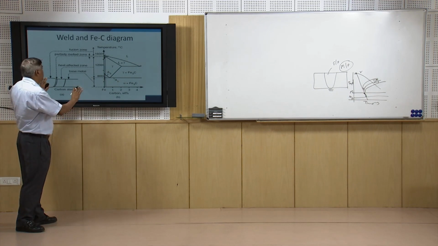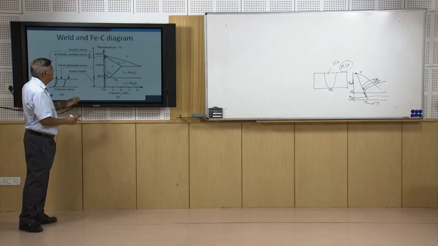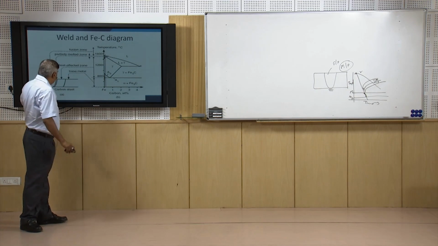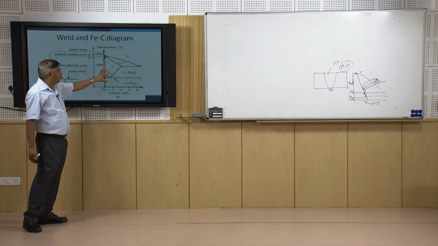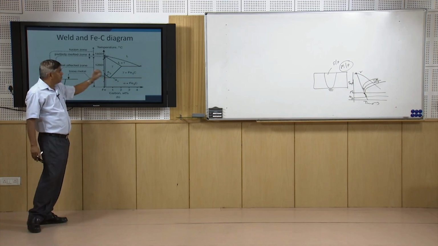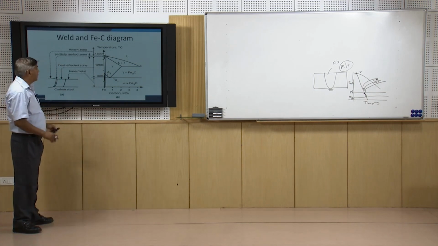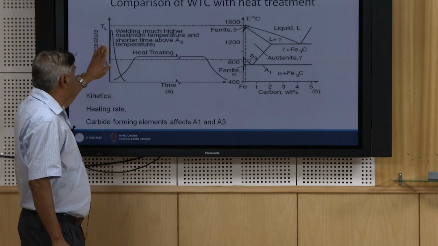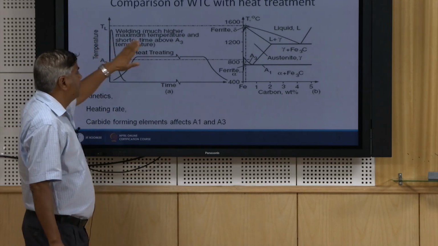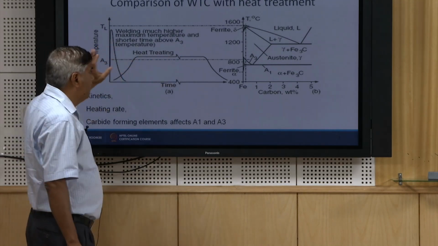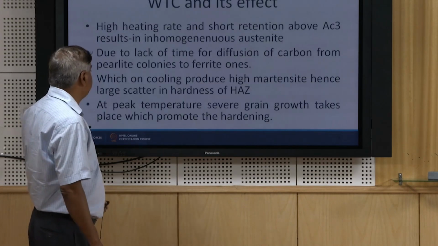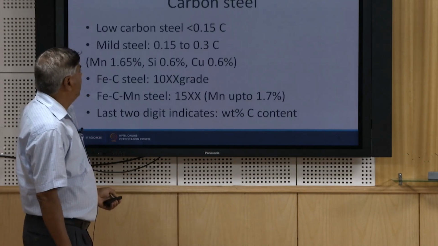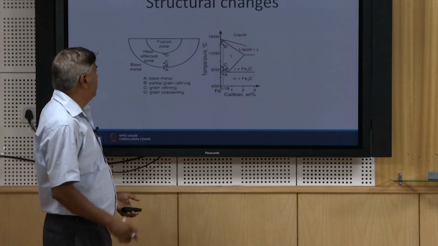So, this is the kind of relationship, the formation of the different zones and their relation with the iron carbon diagram. This is what I have already explained, that there is a lot of difference in terms of the weld thermal cycle and the heat treatment cycles which are used for the two cases. And this is what I have already explained.